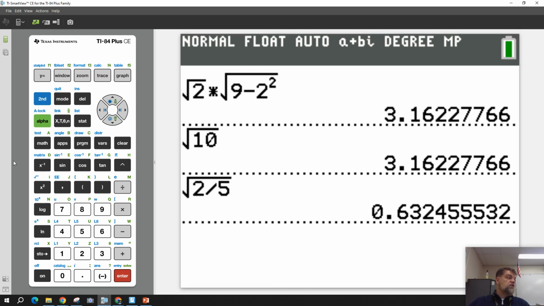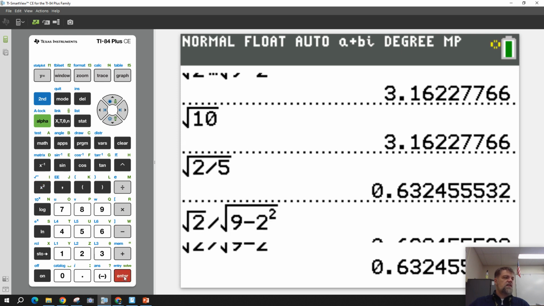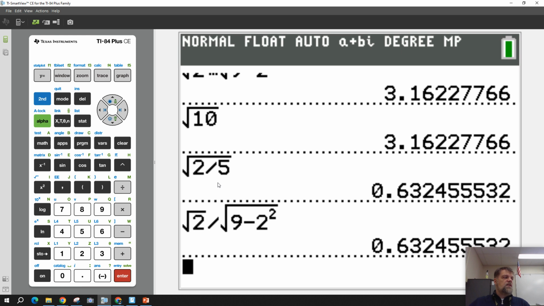Then we put the long version in. The original version was the square root of 2 divided by the square root of, oops, delete, the square root of 9 minus 2 squared, hit enter, same thing. All right. So the algebra, what I'm teaching you is to go from this step to this step, and we use this to double check our work.